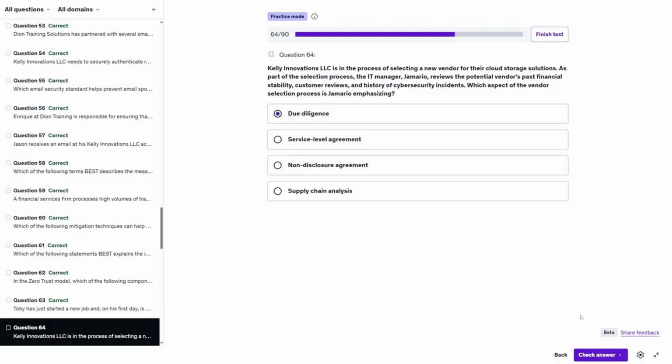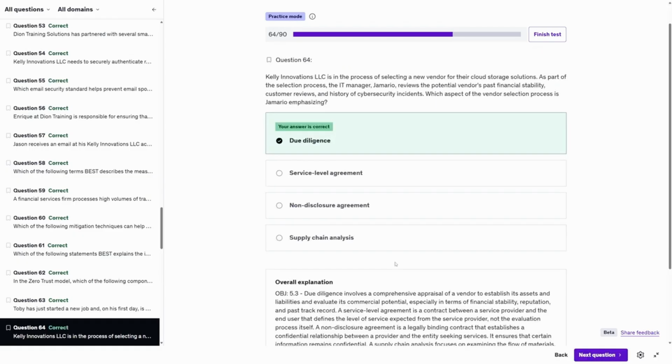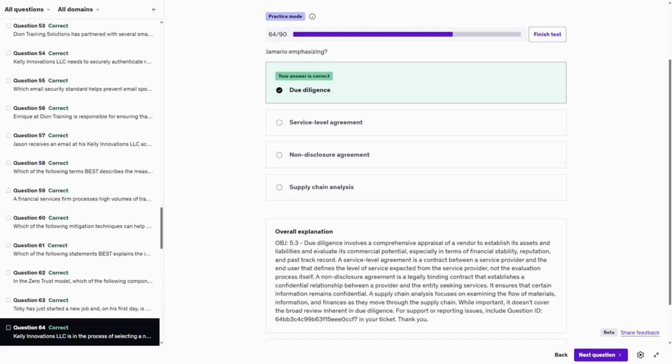And the answer here is due diligence. Due diligence involves a comprehensive appraisal of a vendor to establish its assets and liabilities and evaluate its commercial potential, especially in terms of financial stability, reputation, and past track record. I'll leave up the incorrect answers for a few moments if you want to read them.